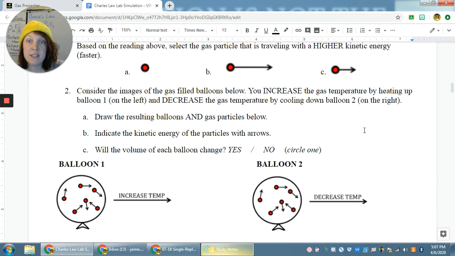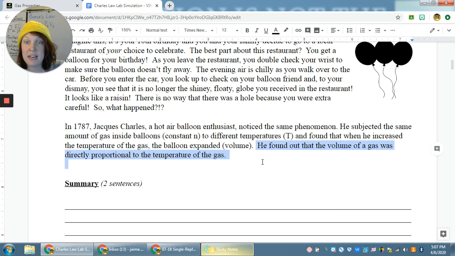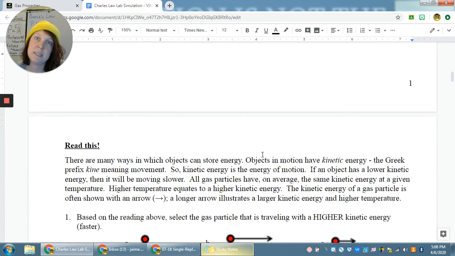Number 2, consider the images of the gas-filled balloons below. You increase the gas temperature by heating up balloon 1 on the left. So that's this one over here. And you decrease the gas temperature by cooling down balloon 2 on the right. Okay, so we've got balloon 1 and balloon 2. First, you need to draw the resulting balloons and the gas particles below. Now, I want you guys to think back to this statement up here in the background section. Volume was directly proportional to the temperature of the gas. So think about that as you're drawing these balloons.